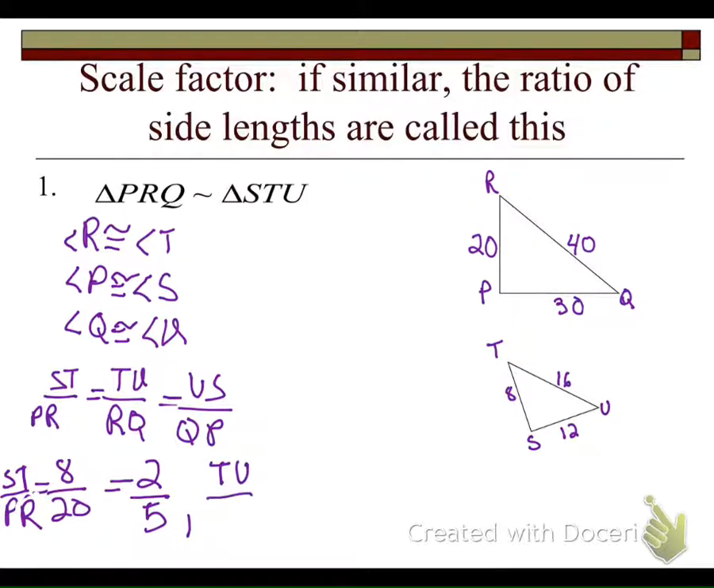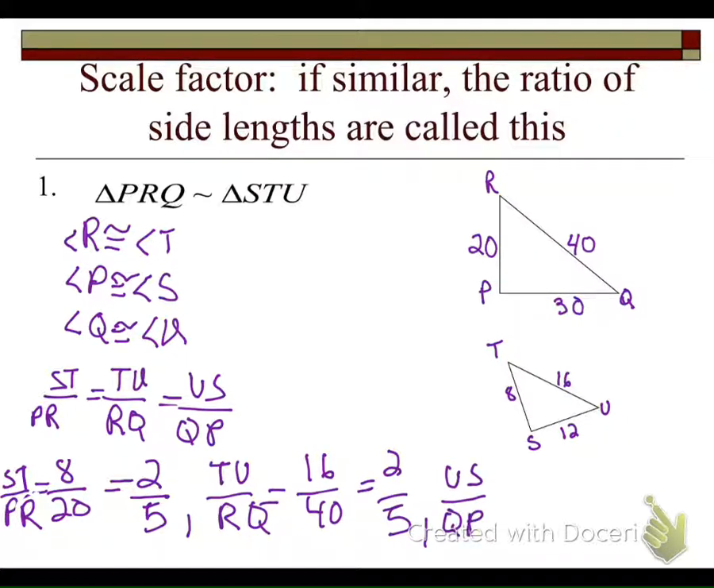We have TU and RQ. TU is 16, over 40. 8 goes into both of these. How many times does 8 go into 16? How many times does it go into 40? 5. Okay, and our last one is going to be that US over QP. US is 12 over QP, which is 30. Okay, 6 goes into both of these. 6 goes into 12 two times. 6 goes into 30 five times. So we see that they are proportional because all of these ratios are holding.